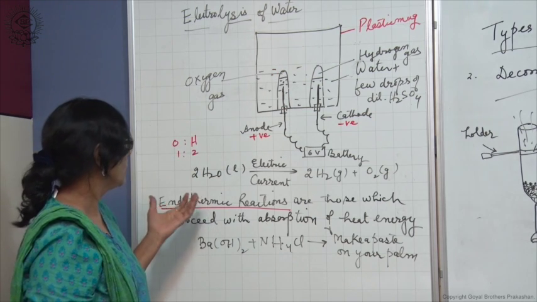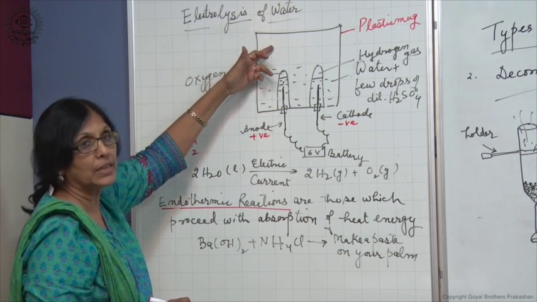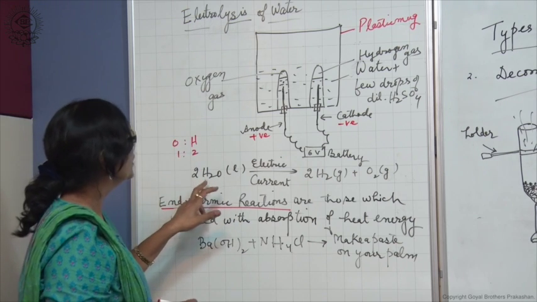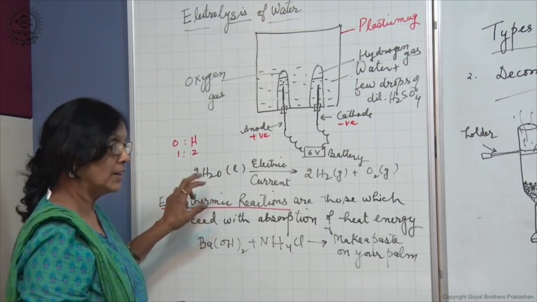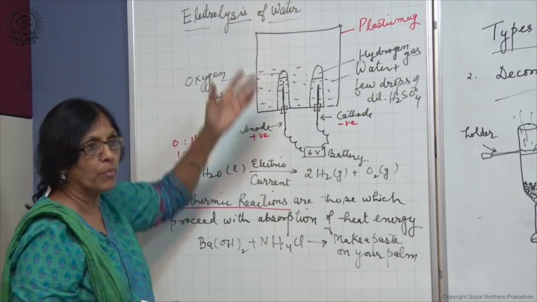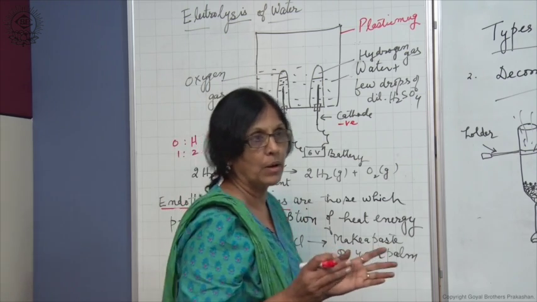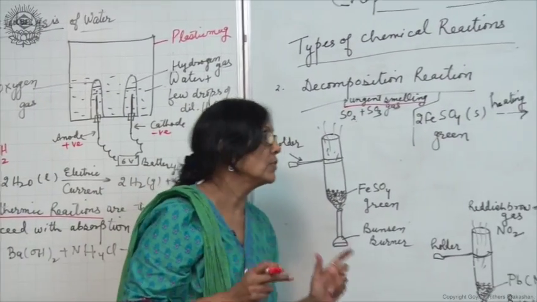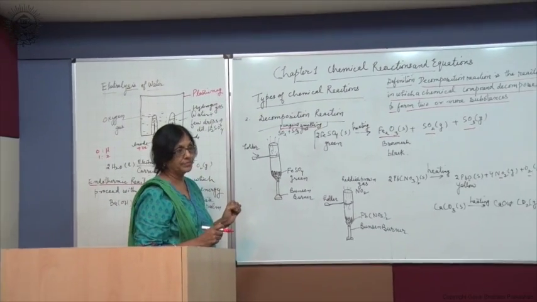So, this is how electrolysis of water can be done, and this is also a form of decomposition reaction. It is also called electrolysis, in which any compound decomposes into 2 or more compounds or elements due to the passage of electric current.